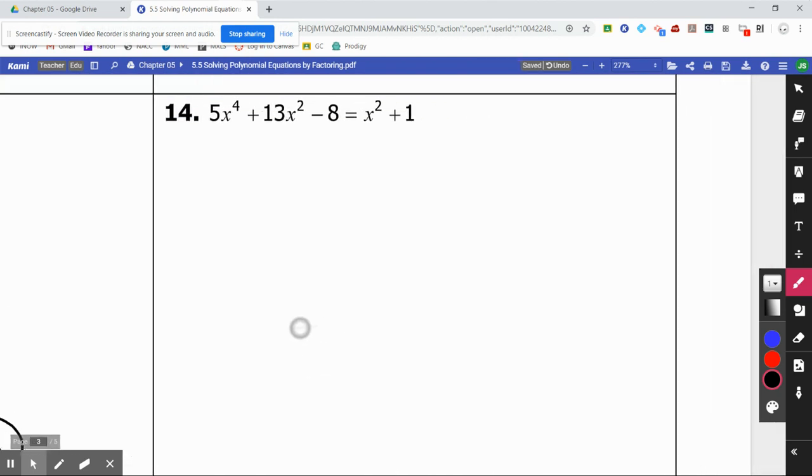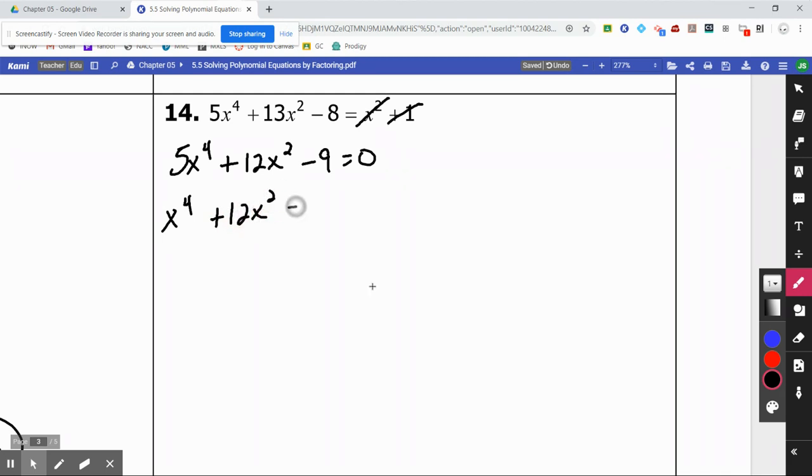Number 14, move everything to the same side. 5x to the fourth, no like terms. X squared, you're going to subtract an x squared. You now have 12 of them. Plus 1, you're going to subtract 1. You have now negative 9. There are no common factors, so let's move the 5 to the end. So you have x to the fourth plus 12x squared minus 45 is equal to 0.